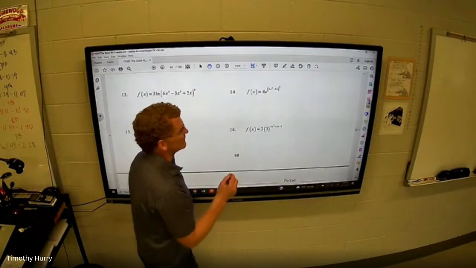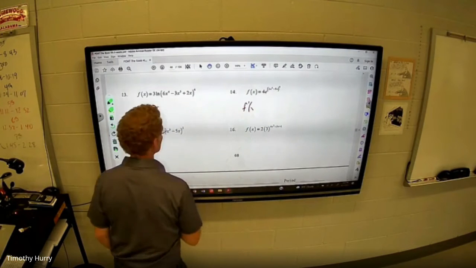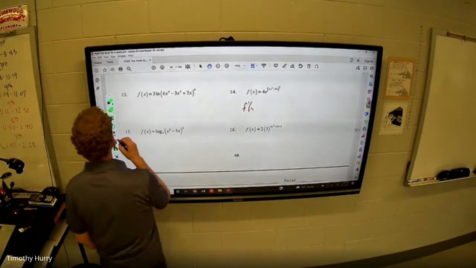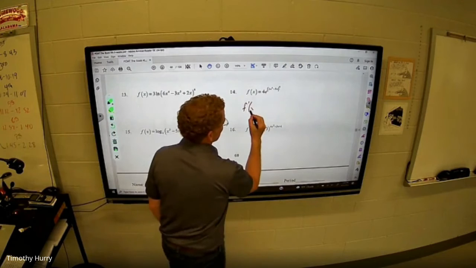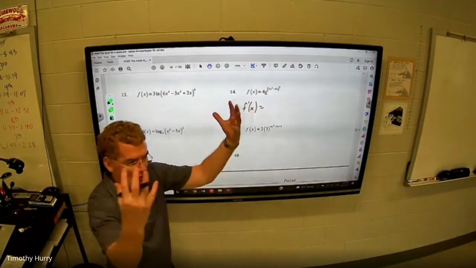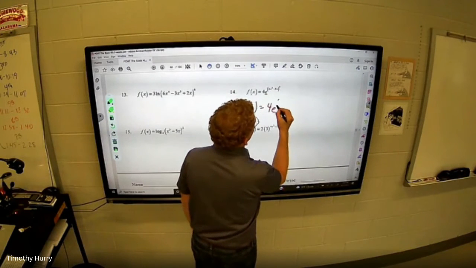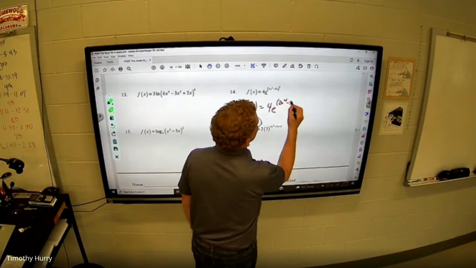So what is the rule for the derivative? No, it's not 14. We'll do 14. 14, how do I take a derivative of f? What's the rule when you see an e function? Copy it down. I'm really just dropping the 4, and then copying the whole thing down.